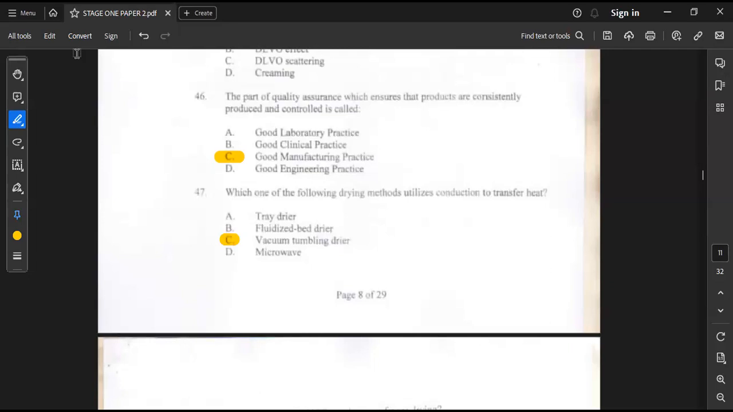So is tray one of them, the one that utilizes conduction for heat transfer, or not? It uses convection. Okay. So the answer is tray instead of vacuum. For tray, it uses convection. For vacuum dryer, it uses conduction.